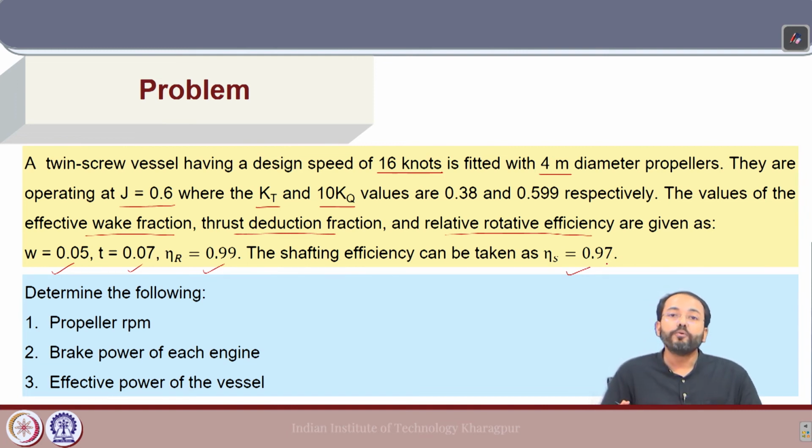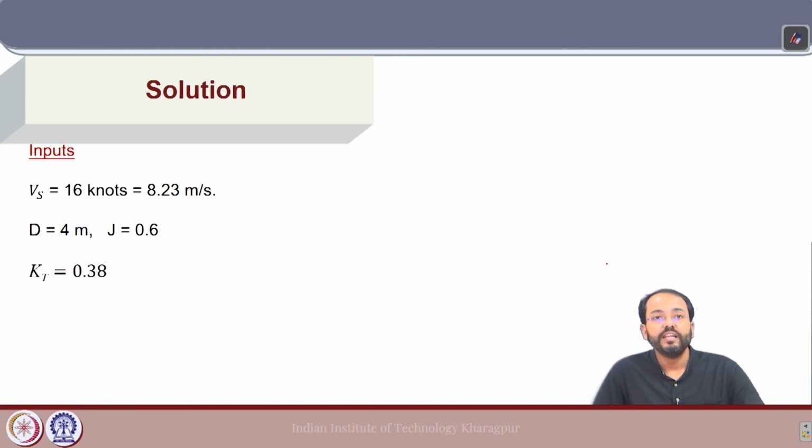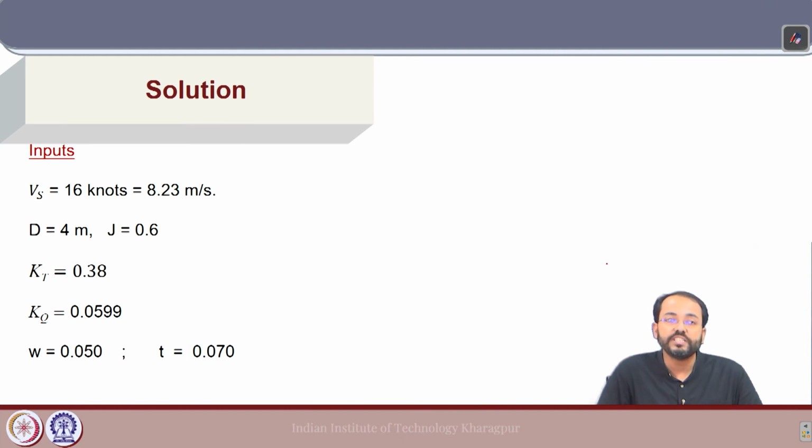Okay. So, the propulsion coefficients are given and certain operation conditions are given. Based on that, we have to calculate the propeller RPM and powering. So, first we look at the inputs in this problem. The speed of the ship is given in knots, again we convert to meter per second, the diameter is given and J, kT, kq, wake fraction, thrust deduction, relative rotative efficiency, these are given as inputs.